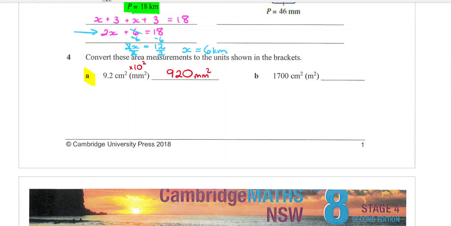And guess what happens if they're cubes? It means on all that diagram, if you're doing centimeters cubed and meters cubed, then you have to put cubes all around those numbers as well.